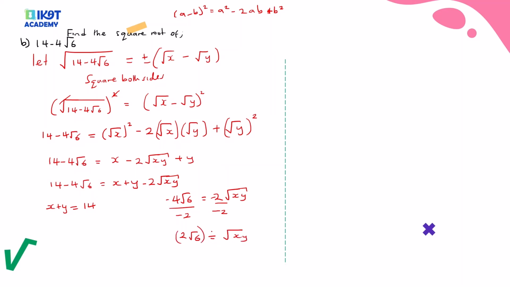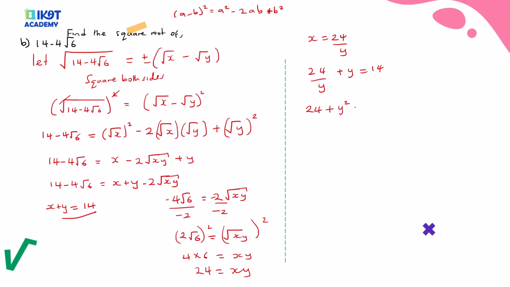I square both sides, so here I get 4 times 6 is equal to xy. So I get 24 is equal to xy. I can make x the subject, so x is equal to 24 over y. I substitute it into that, so I have 24 over y plus y is equal to 14. Multiplied through by y, I have 24 plus y squared is equal to 14y.